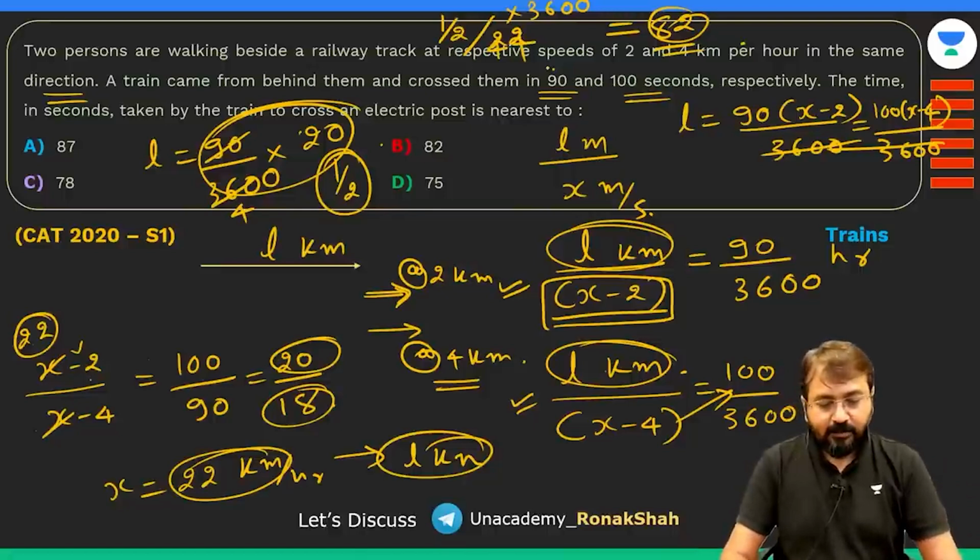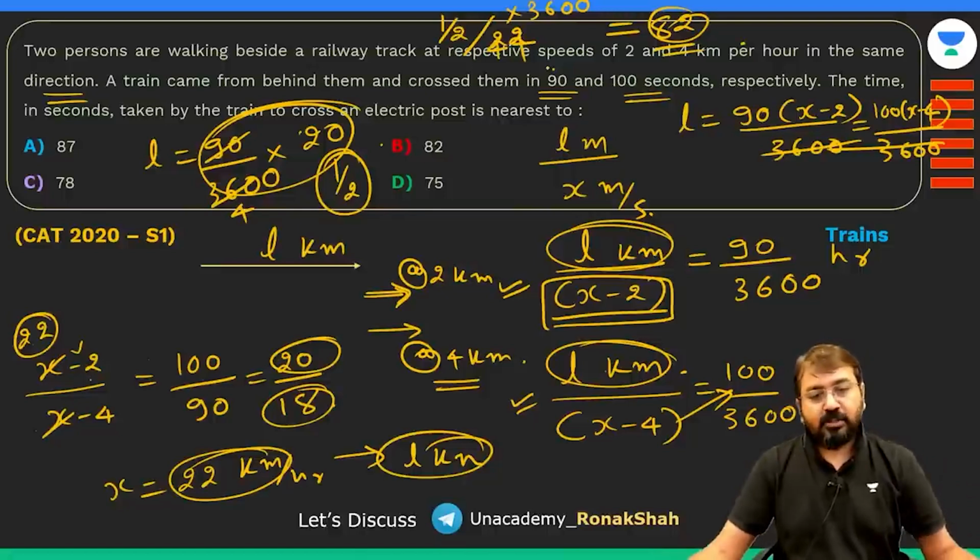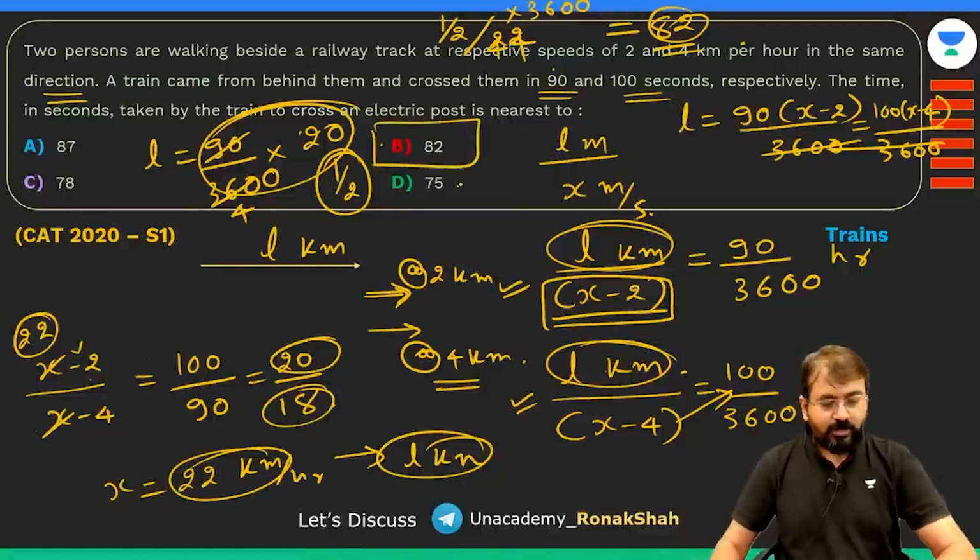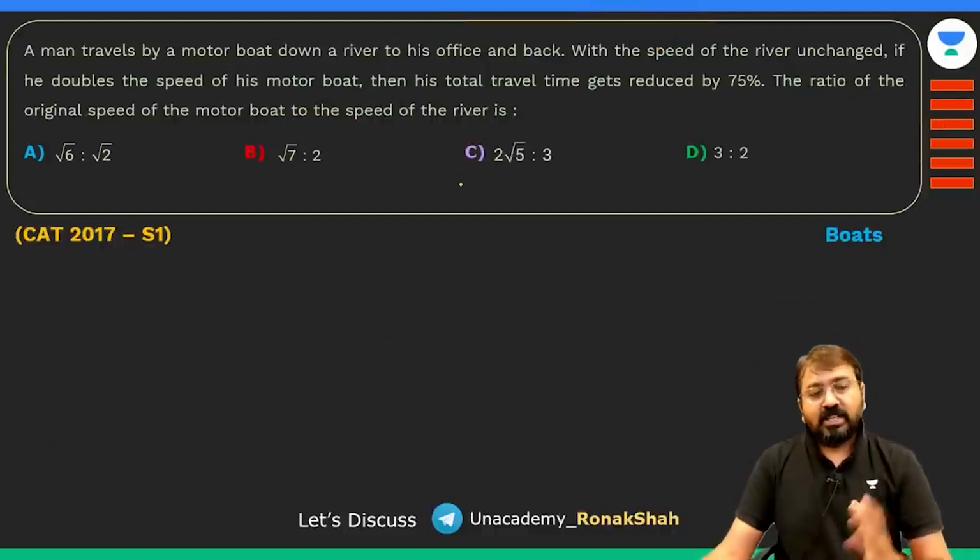3600 by 44, let's see whether we are getting that or not. Yes, we are getting that as 82. So I really hope you have understood this. Now let's look at one more question.